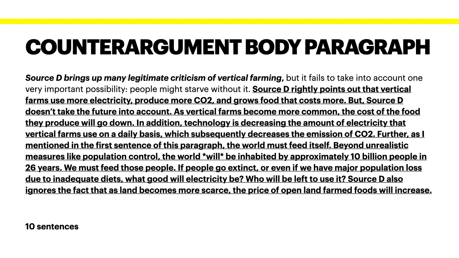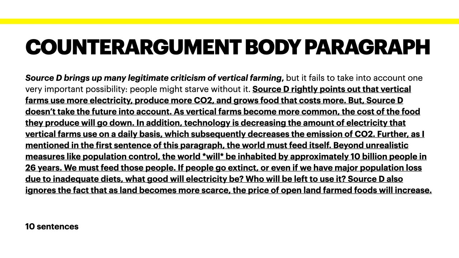And I think the most teachable way to get that sophistication point is to teach students to use a counter argument. So my topic sentence, I do not this time have a subordinate conjunction. I just have a coordinate conjunction. But source D brings up many legitimate criticisms of vertical farming, but it fails to take into account one very important possibility: people might starve without it.